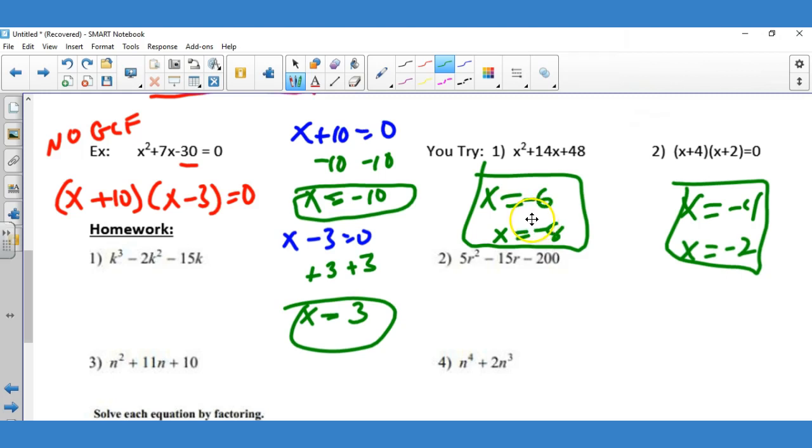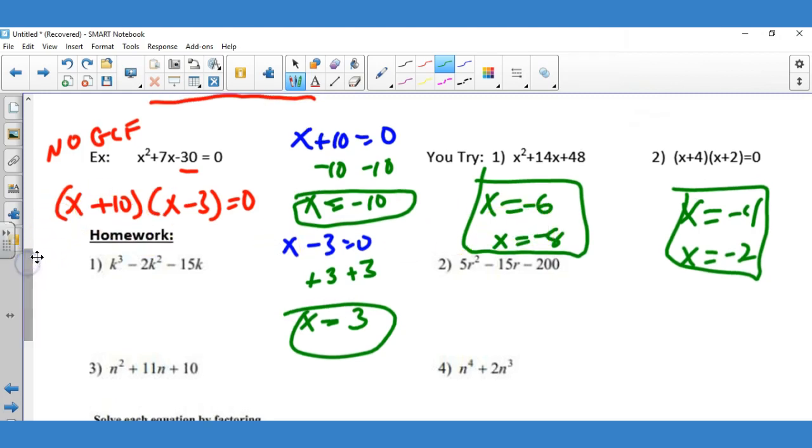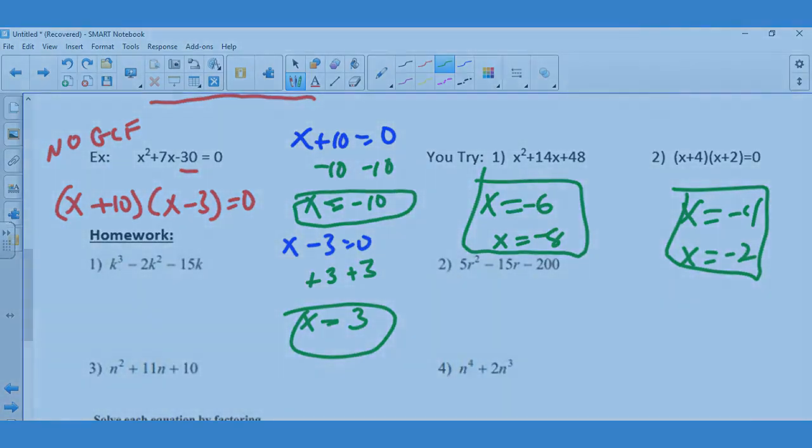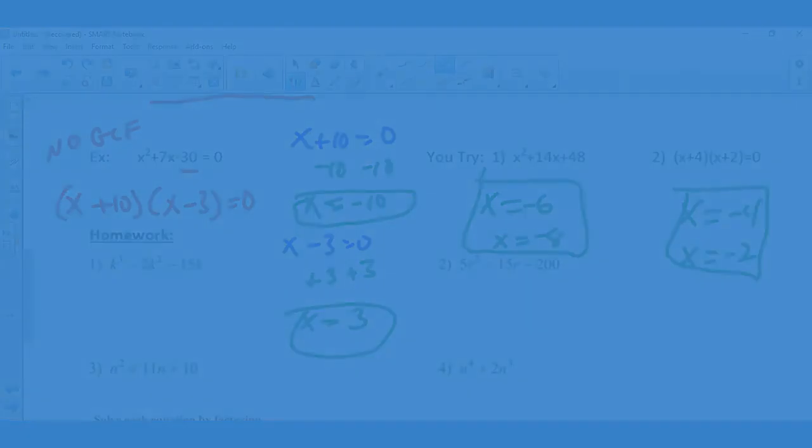So guys, practice is all I can tell you. Remember, factoring is the foundation for the rest of the semester, so please, please practice. That's the video, guys. Make sure you practice, and I hope this helps.